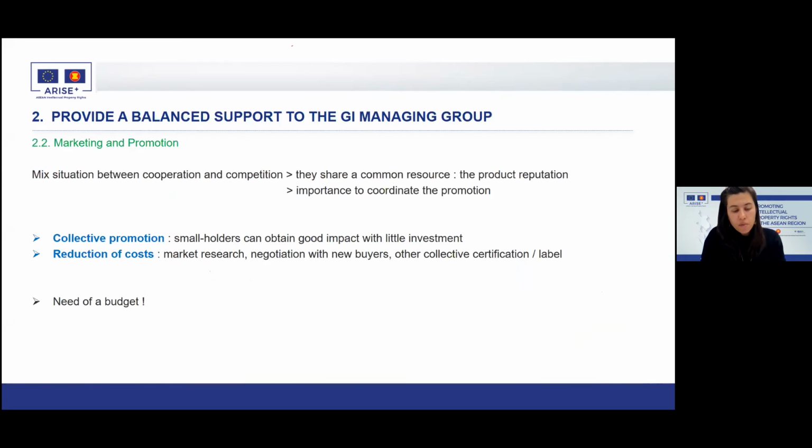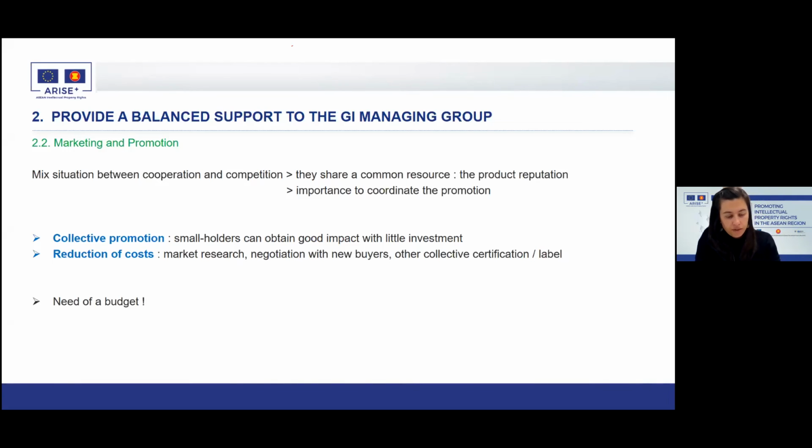Some recommendations about marketing and promotional aspects. For GI products, the producers and sellers are experiencing a very original situation. They're in a mixed situation between cooperation and competition. They are sharing a common resource, the product reputation. So it's important to coordinate the promotion of the name, but they are also in competition for buyers. So it's a very mixed situation.